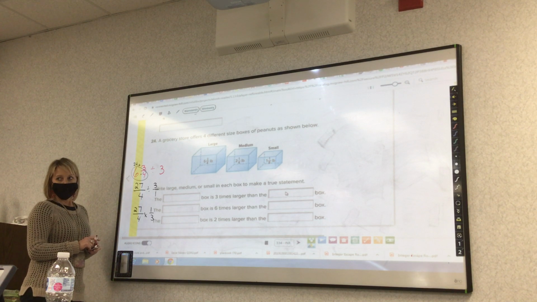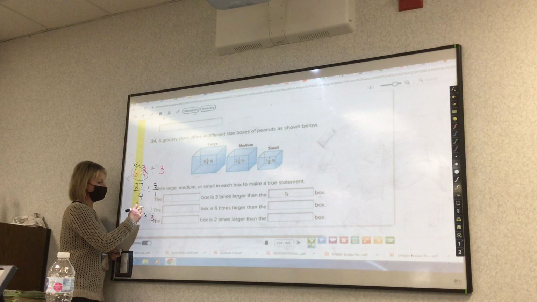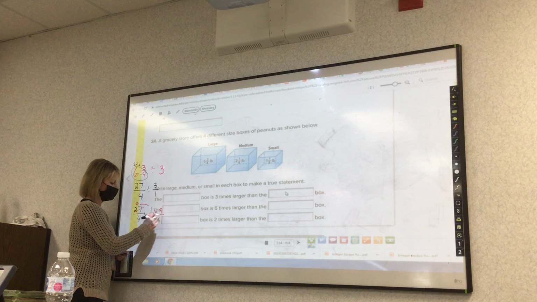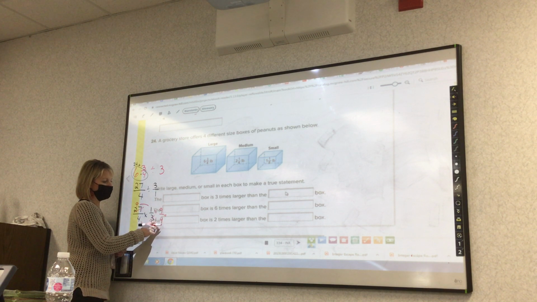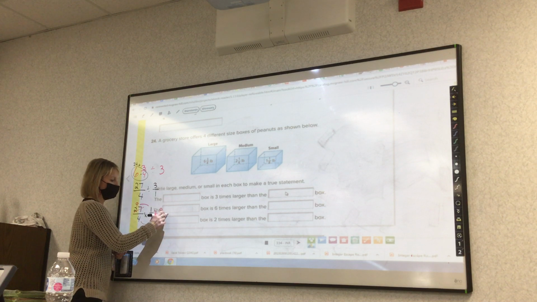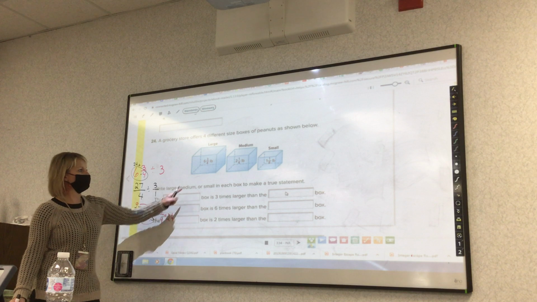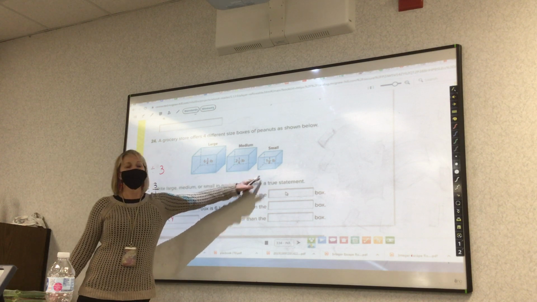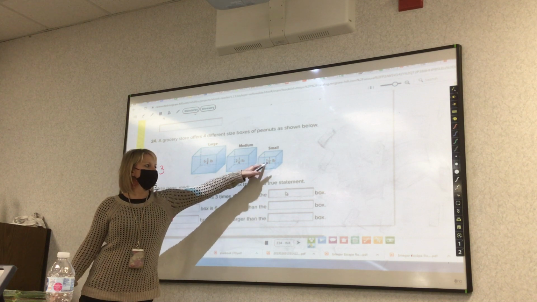What am I doing? Cross cancel the 27 and 3 by 1. This is a 9. So 9 times 1 is 9, 4 times 1 is 4. Then simplify again: 9 divided by 4 is 2 and 1/4. Do I find an answer up here that's 2 and 1/4? Yes, the medium. So the large box is 3 times larger than the medium.